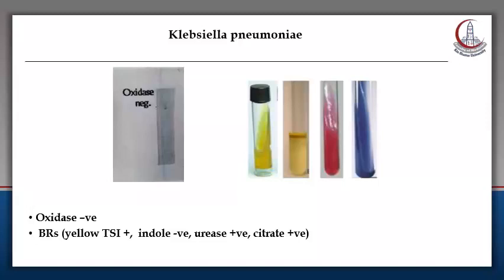So don't forget, Klebsiella pneumoniae is oxidase negative. On triple sugar iron, it ferments the three sugars with acid and gas. H2S is negative, there is no blackening. On indole, it's negative. On citrate and urease, it's positive.